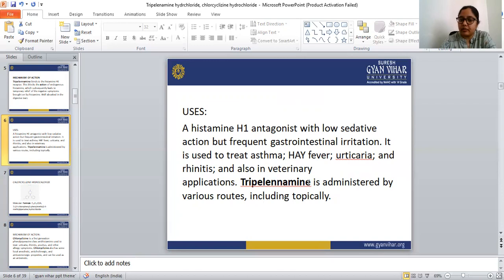Triplenamine is administered by various routes, including topically. Topical administration of this drug is also available in the market. So the uses of triplenamine are in asthma, hay fever, urticaria, and rhinitis, and it is also used in animals. So these are the mechanism of action and the uses of triplenamine.